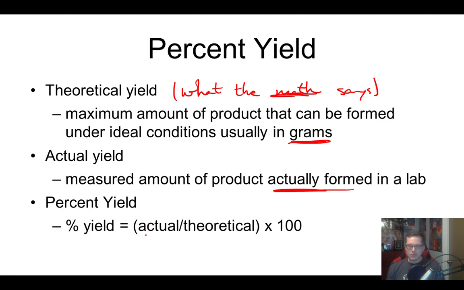It's like figuring out your score on an exam. You take your actual yield divided by your theoretical yield and multiply it by 100. Think about it this way: if there were 100 possible points on an exam, and you were perfect at chemistry, you would have gotten 100 out of 100, so your percent yield would have been 100%. But if you were only 80% perfect, that means you got 80 out of 100, right? So essentially, we're just plugging things in, dividing, and multiplying by 100 to get into percent.